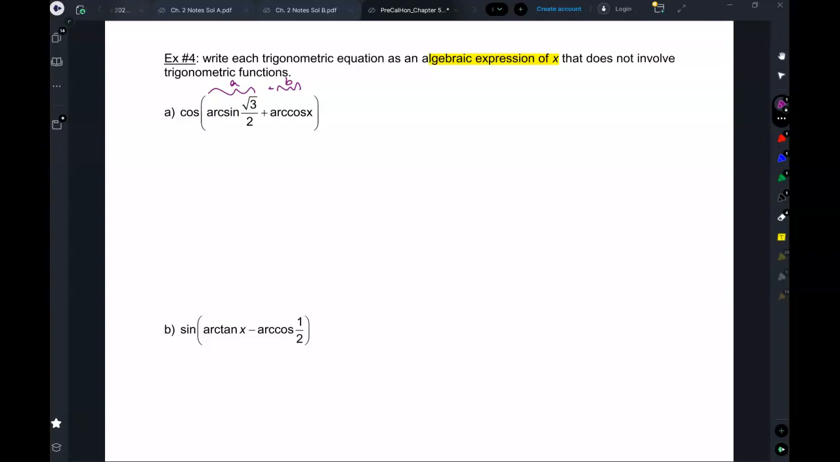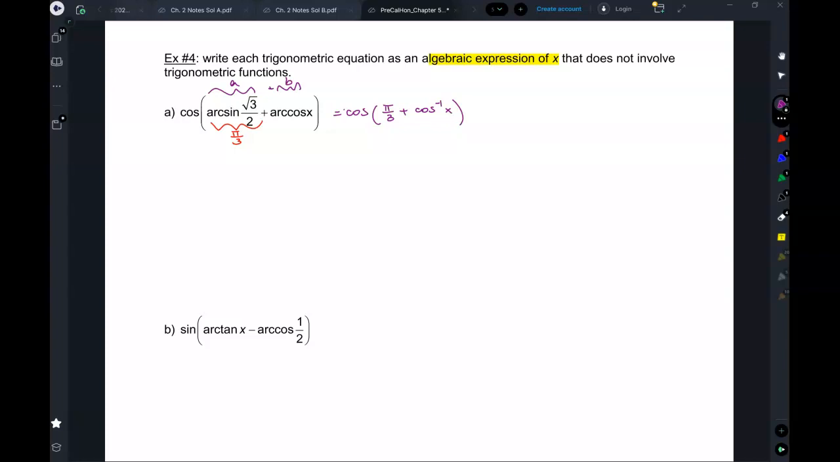But first, why don't we simplify anything that can be simplified? So, what's this? Arc sine of root 3 over 2. What is the angle for which the sine is root 3 over 2? Pi over 3. So I can just rewrite this as cosine of pi over 3 plus arc cosine x. Now look, you can keep it as arc cosine x, or if you want to write it as inverse cosine, so it's like shorthand, you can do that.